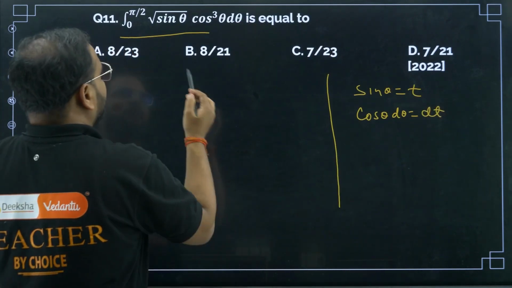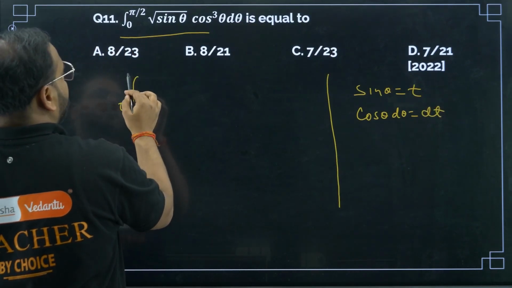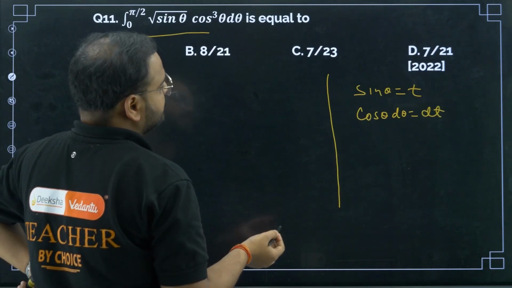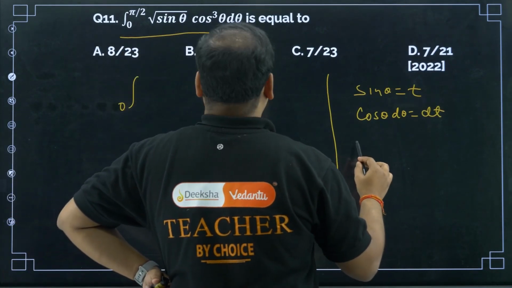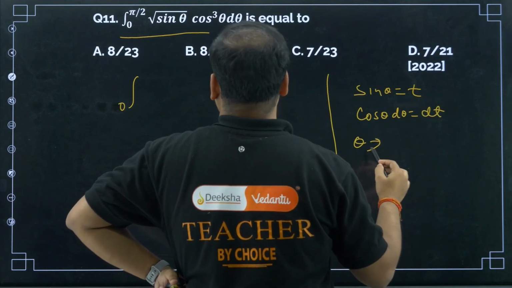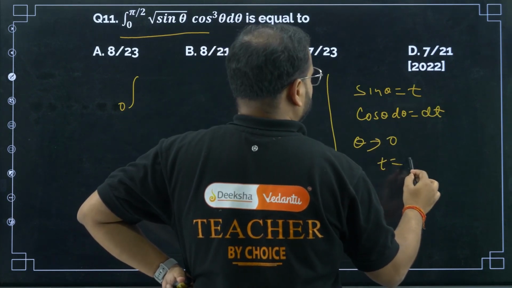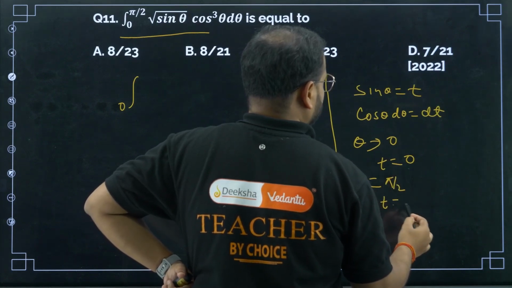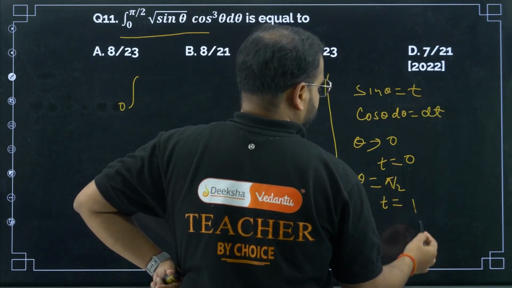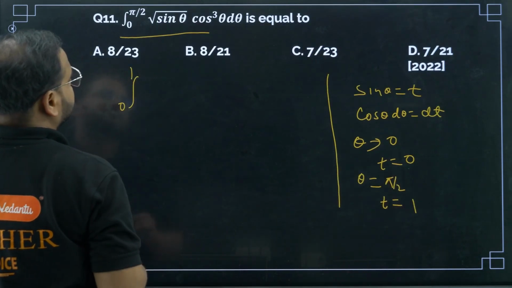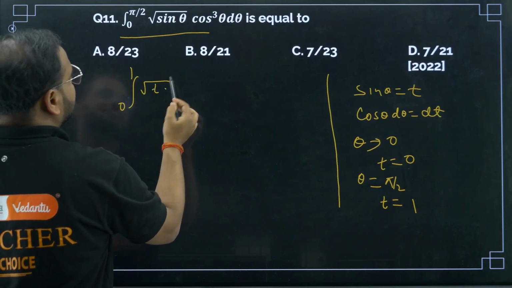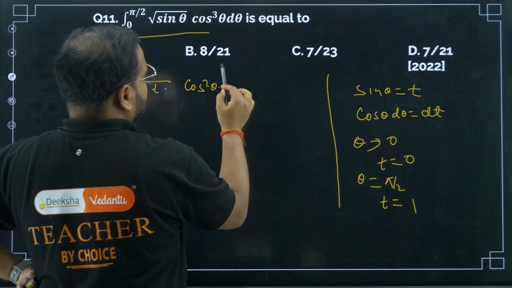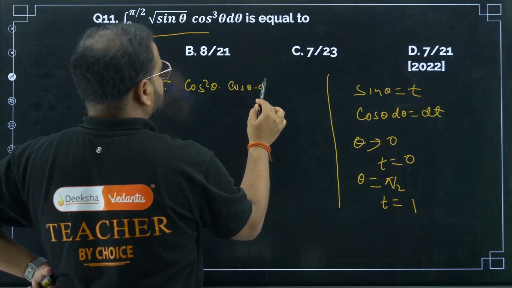Now I can write this as 0 to pi by 2. I have to transform the limits also. So when theta is 0, t is sine 0, so 0. When theta is pi by 2, t is sine pi by 2, so 1. So 0 to 1, root t, and I'm going to put cos square theta, and one of the cos theta I'll write like this.